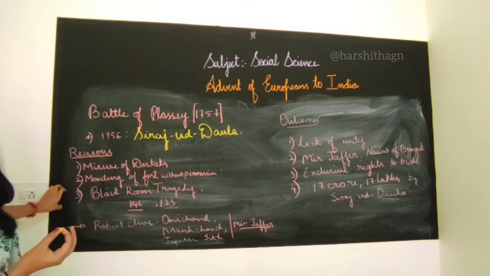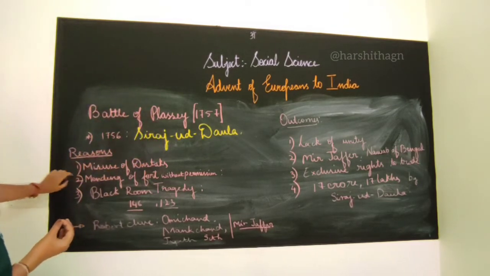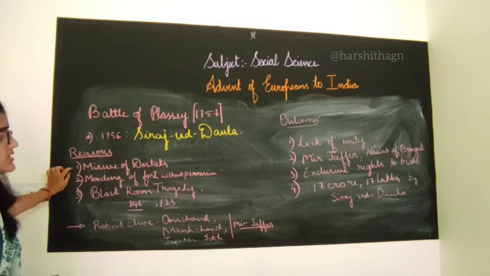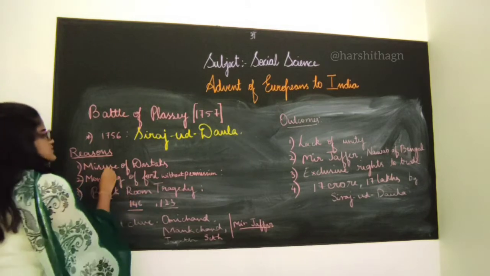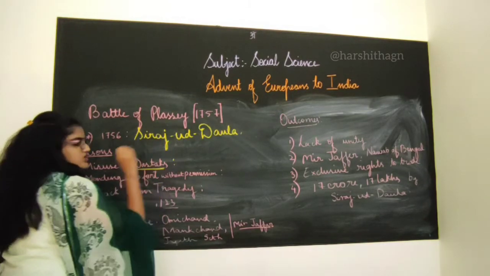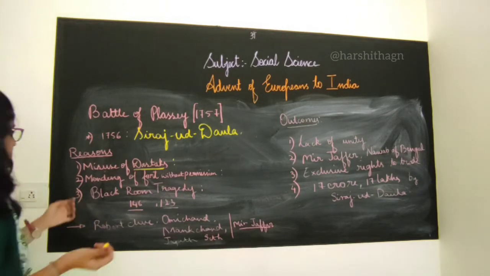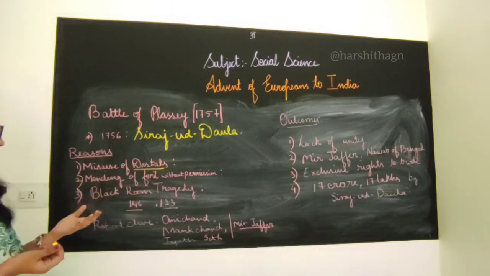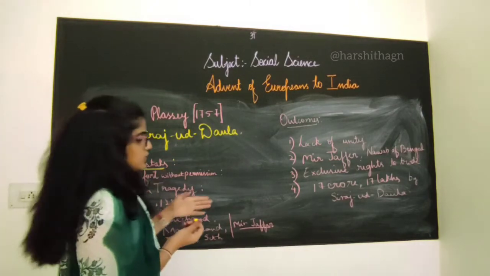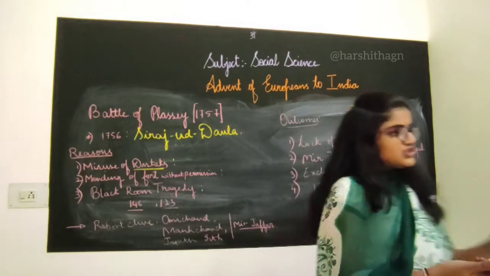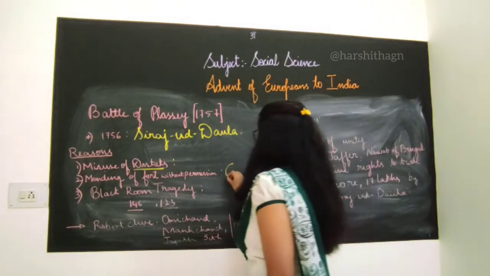So here are the three reasons that made for the occurrence of the Battle of Plassey. First one is misuse of dastaks. Even Siraj-ud-Dawla was against the British misuse of dastaks. That is, there will be a loss for Indian vendors or the Indian businessmen or trade people. So second was mending of the fort without permission. What did the British do in a sense? They repaired Calcutta fort.